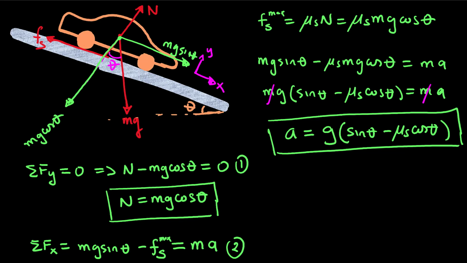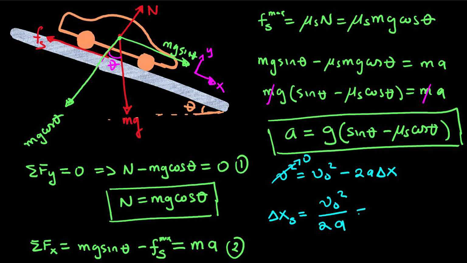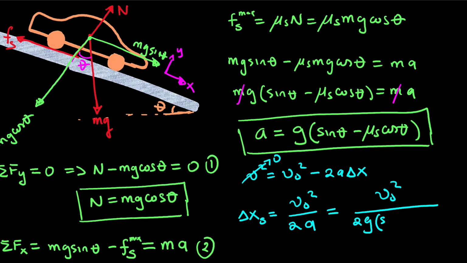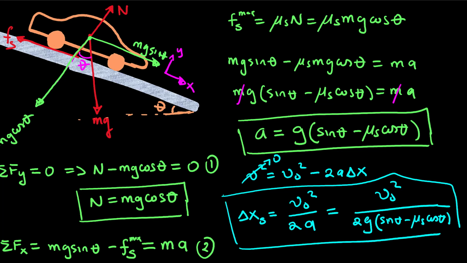The next step is for us to calculate the stopping distance. We know for sure that v squared is equal to v naught squared minus 2a delta x. Why minus? The minus sign is because the car is decelerating to rest, which means that the final velocity is 0. Hence, our stopping distance delta x s will be equal to v naught squared divided by 2a. This will be equal to v naught squared divided by 2g bracket sine theta minus mu s cosine theta. This right here, my friends, is the expression to calculate the stopping distance of the Tesla down the hill.